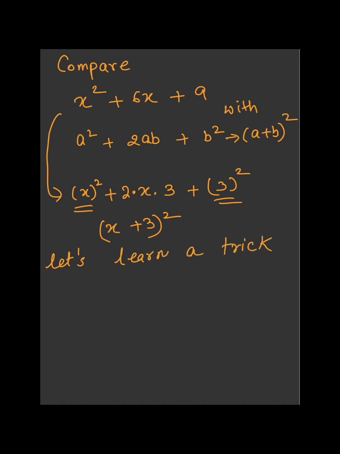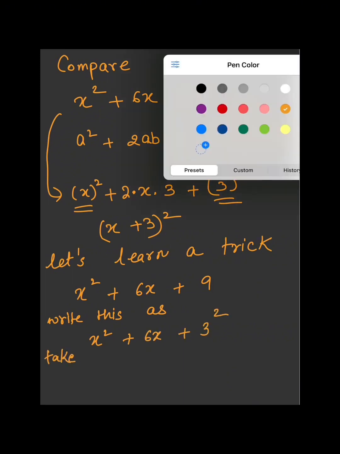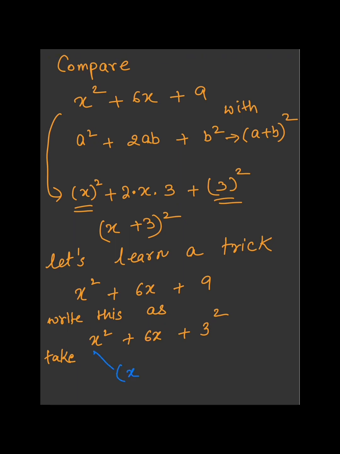Now let's learn a trick to do this quicker. Let's rewrite the expression x squared plus 6x plus 9, and this time I'll write it as x squared plus 6x plus 3 squared. For this trick, we will just write x in the parentheses, the sign of the middle term, the last term which we were supposed to square, and then we'll close the parentheses and put a square on the top.